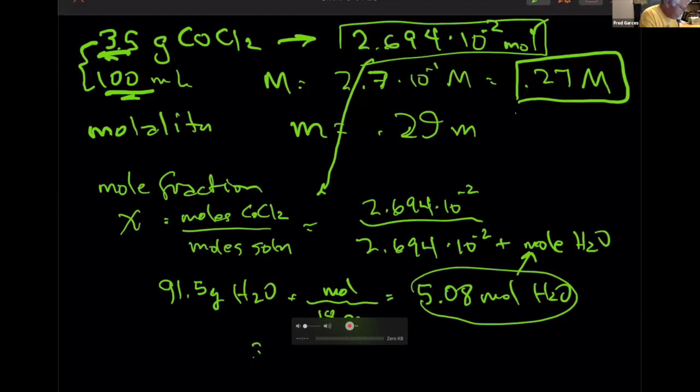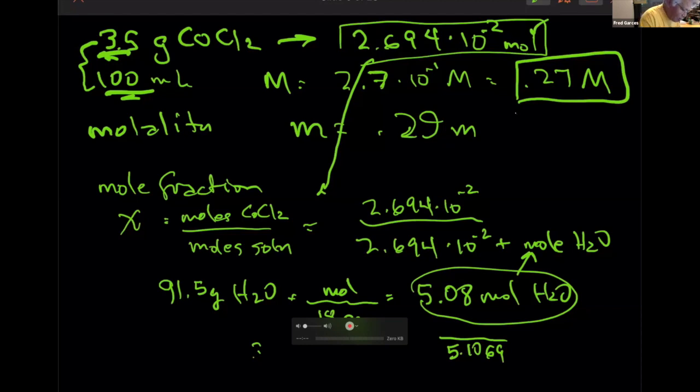So we take 2.694 times 10 to the negative 2, and we add to that 5.08. That comes out to 5.1069. Again, I'm writing as many significant figures as my calculator shows. Actually, could write more. That way I don't have rounding off errors in the end. 2.694 times 10 to the negative 2.